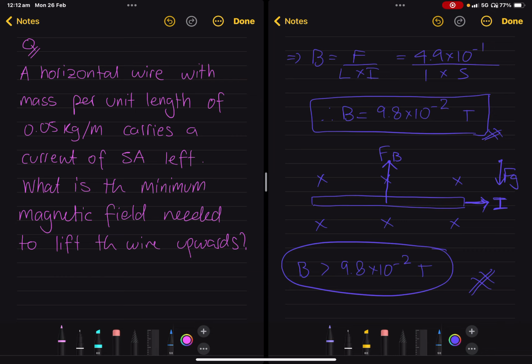If it was exactly equal to it, the object would just levitate. It would not actually lift up, because we're told in the question to lift the wire upwards. So a field greater than 9.8 times 10 to the minus 2 Teslas. So this is the answer that we're after for this question.